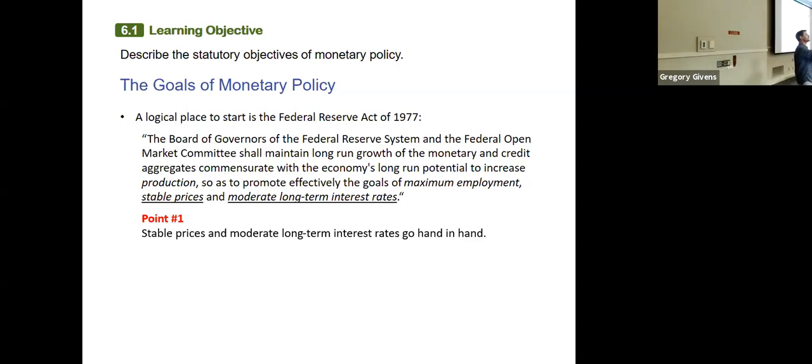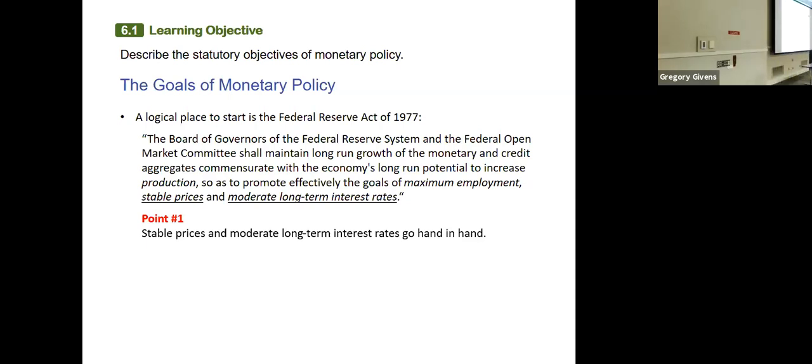You guys remember from your intermediate macro class, maybe even your principles class, a famous equation that relates nominal and real interest rates to one another. It's called the Fisher equation or the Fisher relationship. What does it say? That the nominal interest rate is the real rate plus expected inflation, right?